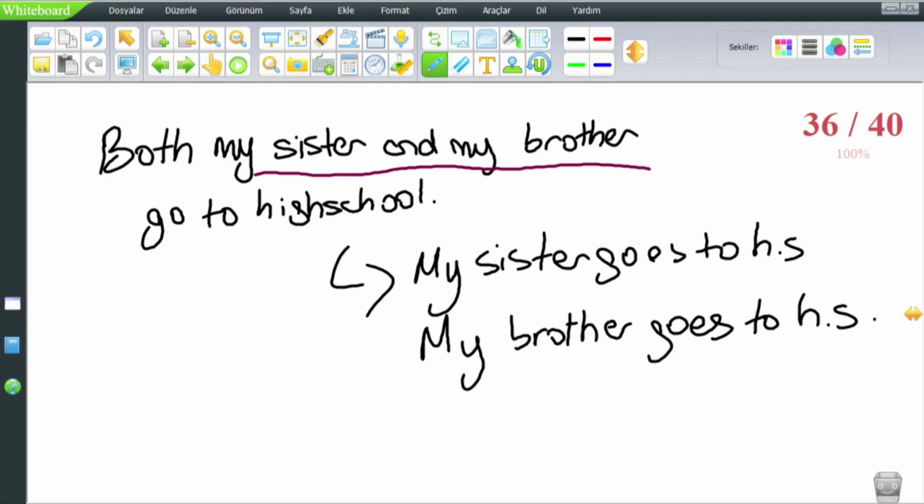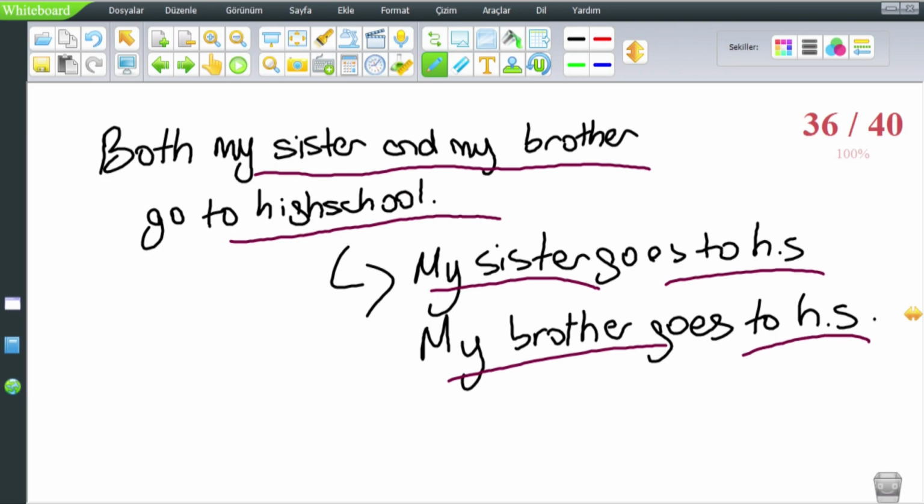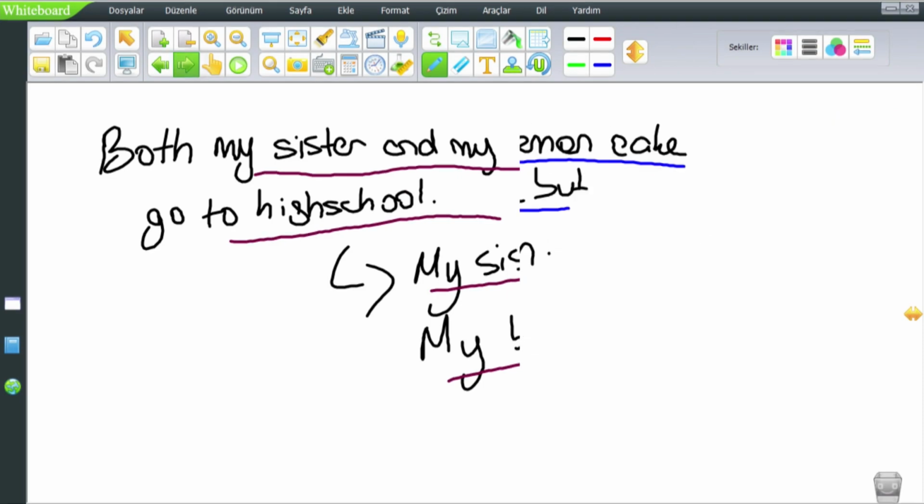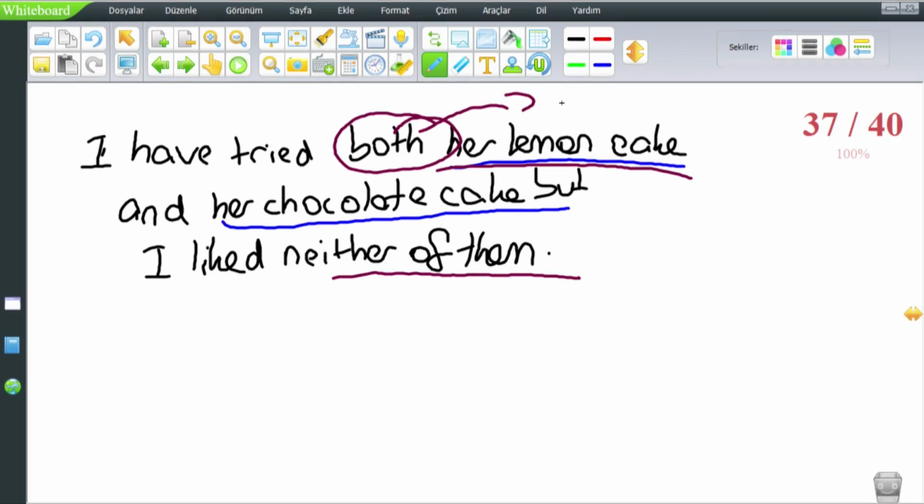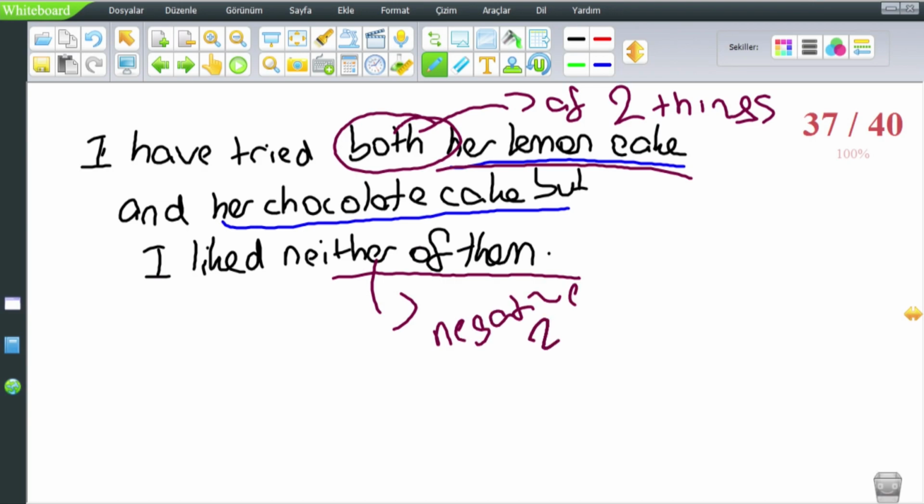Both my sister and my brother go to high school. My sister and also my brother go to high school. I have tried both her lemon cake and her chocolate cake, but I liked neither of them. In here, you can see affirmative two things. And in here, you can see negative two things.